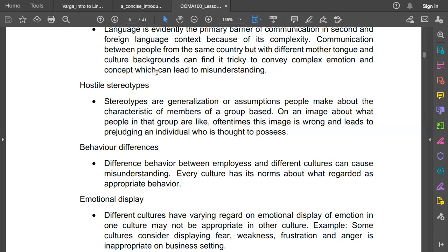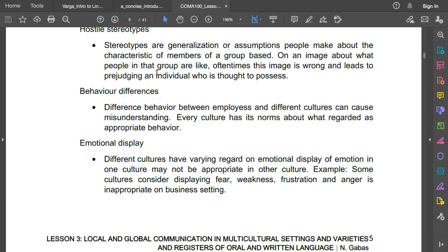If you're going to stay, you need to keep your peace and just do your thing in your job. If you wish not to abide by that, you can go and find another workplace so that you can avoid behavioral differences. Emotional display.